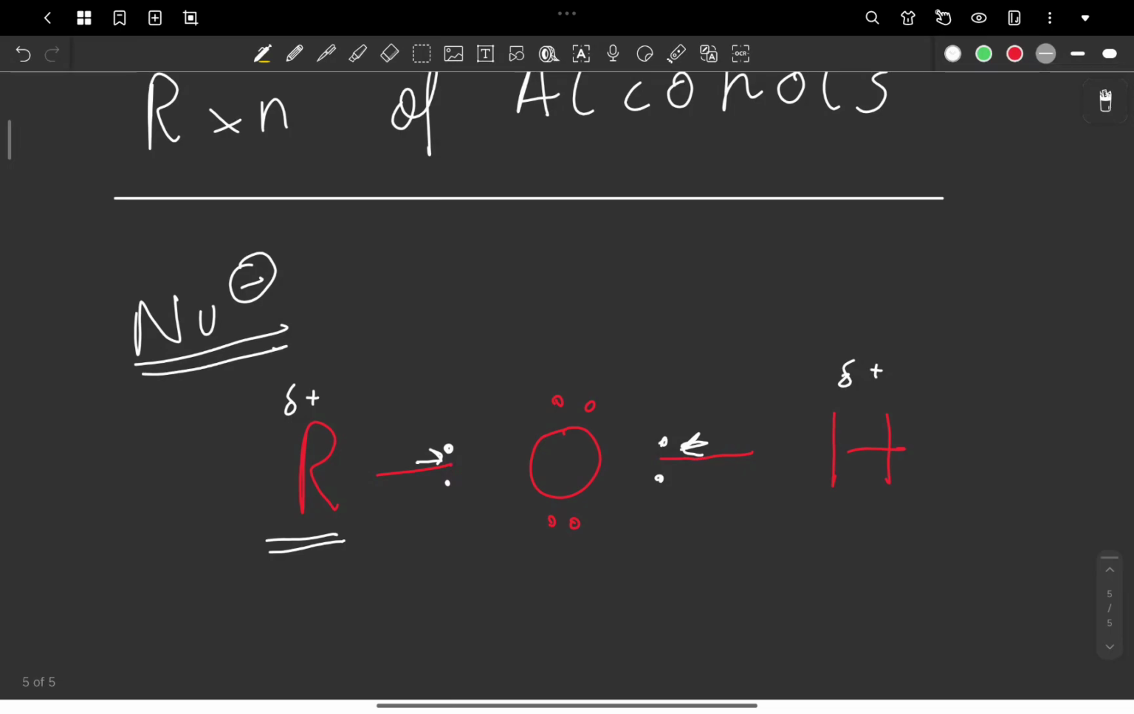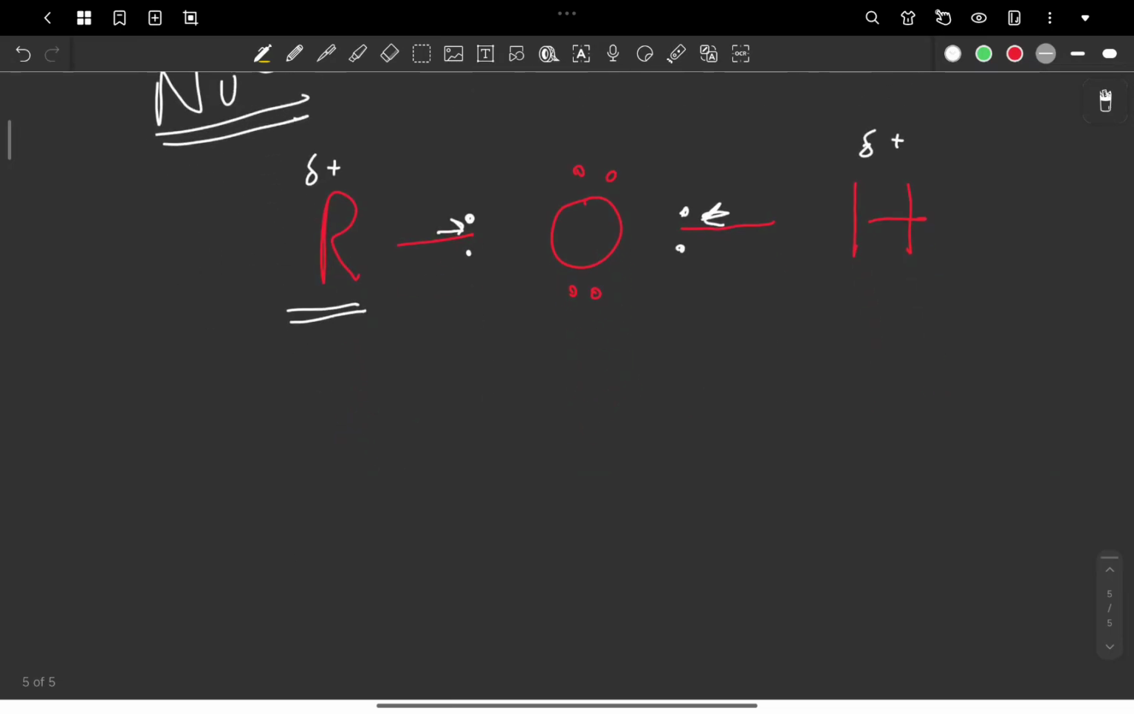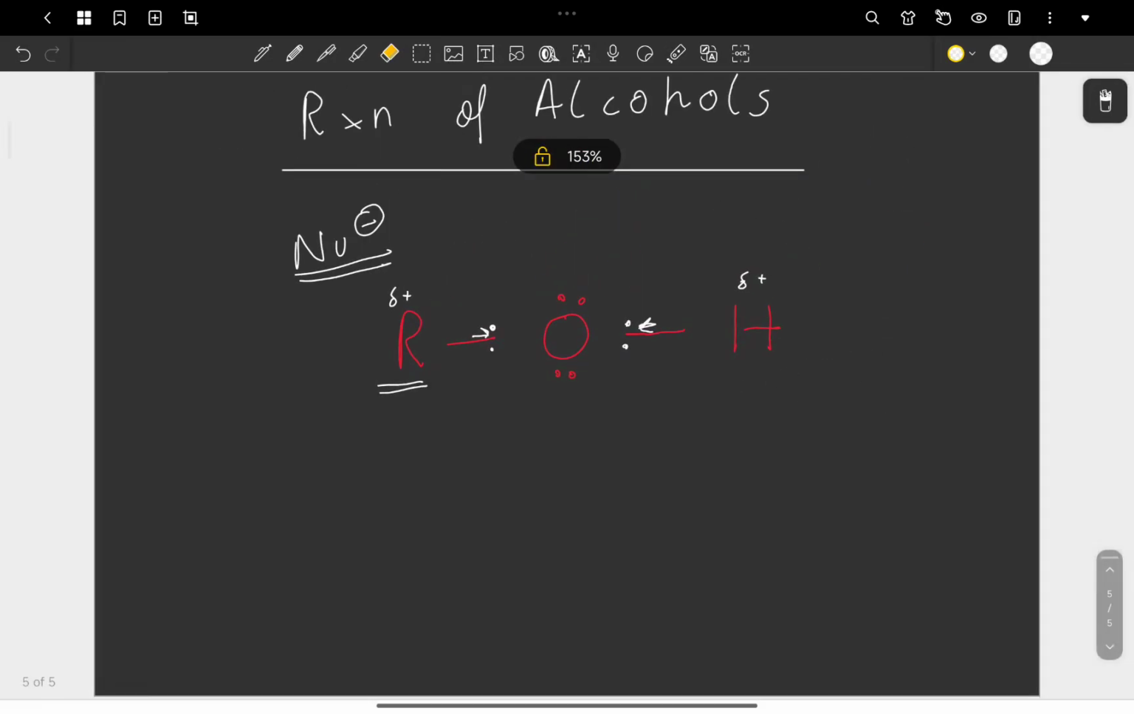But there is one small problem here. The OH minus group is a terrible leaving group, it cannot sustain by itself. So we need to convert this into a good leaving group. And how do we do that? I'll come to that later.